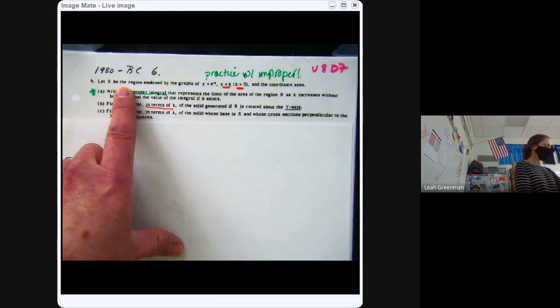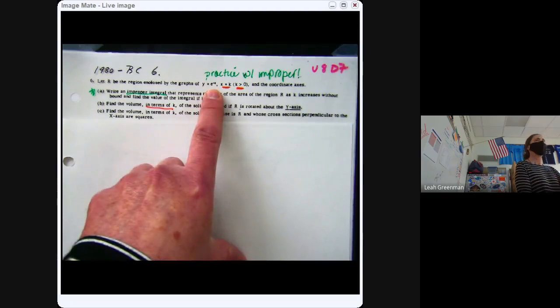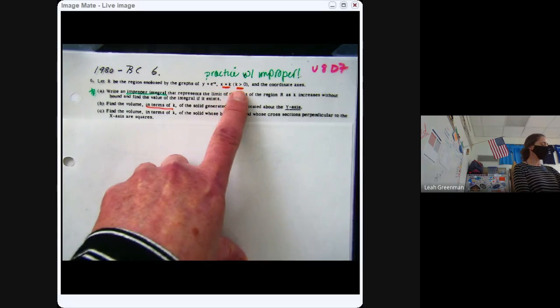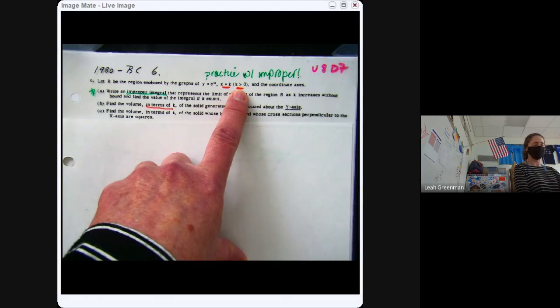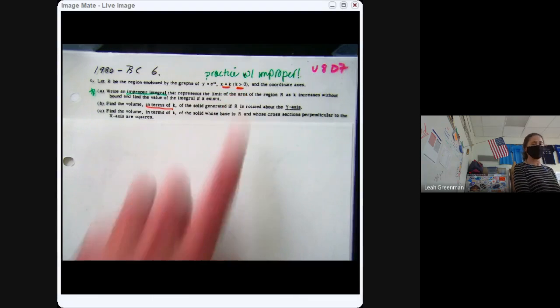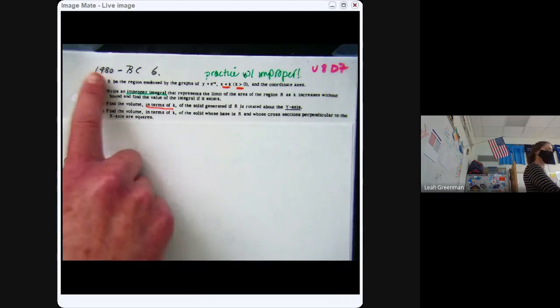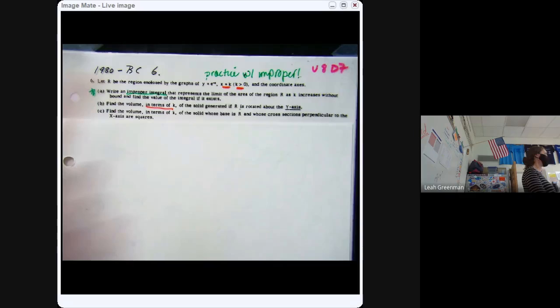Region R, enclosed by the graph of y equals e to the negative x, where x equals k, where k is positive, to the right of the y-axis, and the coordinate axes. All right, so this is 1980, no graphing calculator. So let's consider this a no calculator portion, right?